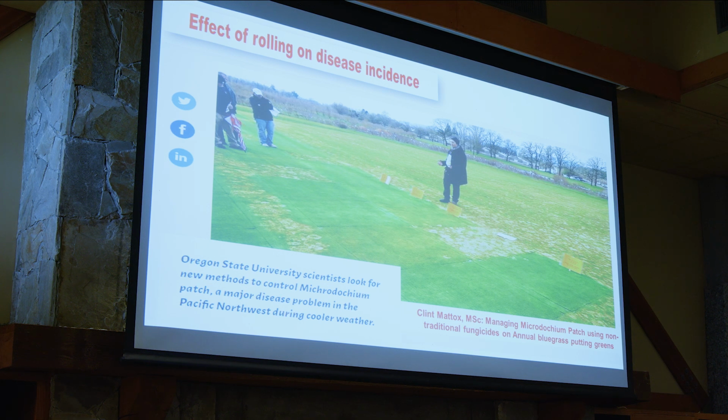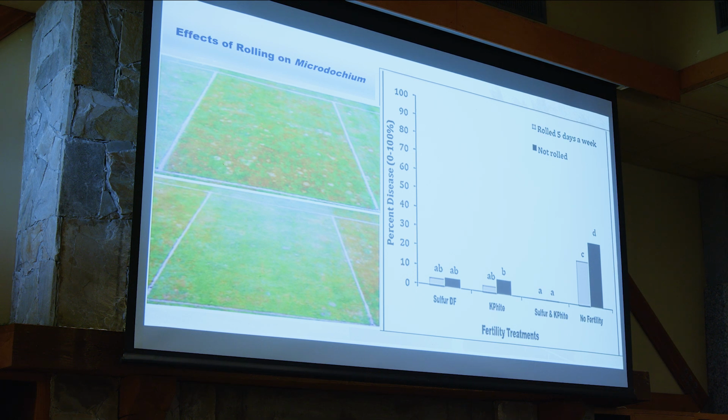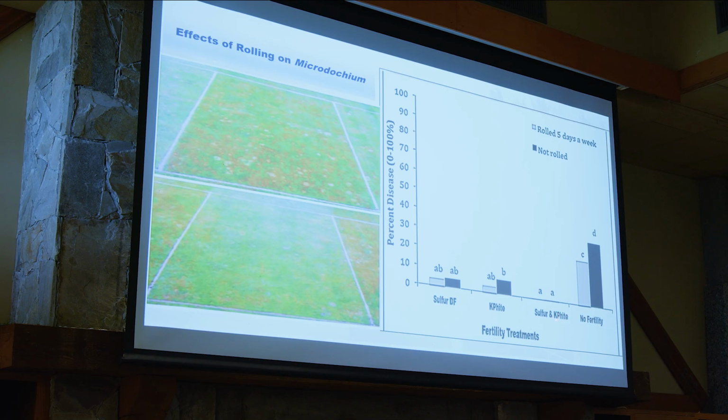So down south in Oregon, he did a lot of work with rolling, and you can see it here. So the black, this is microdochium levels. Black, not rolled. That one rolled 5 times a week. So it's reducing disease just by rolling there. Now again, it's an interesting chart. Applying sulfur reduced disease. Applying calcium phosphate reduced. But this is what we're talking about here. This combination of sulfur, other products like phosphate and rolling. So combining all these things are working in different ways and reducing disease.